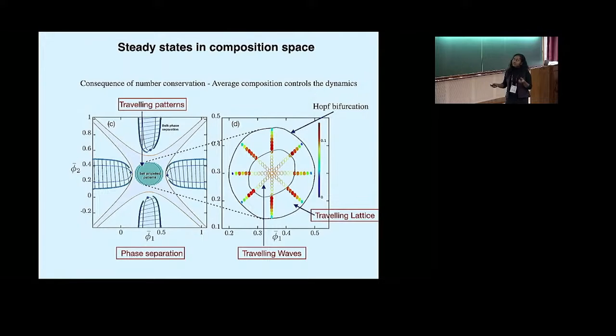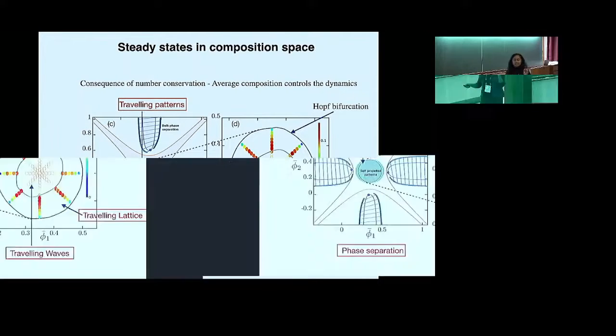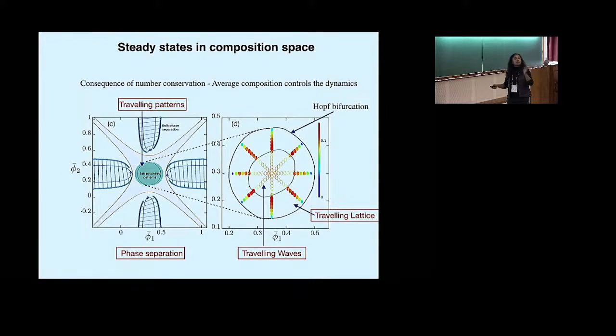For some compositions, you get a reentrant type of bulk phase separation, and then right in the middle, you have the traveling waves that I showed you, but right at the edge, one can also go from stable homogeneous states to a traveling lattice through a conserved version of a Hopf bifurcation. So this is a zoomed version of the phase diagram in the middle. You can see that in the middle we find the traveling waves that I showed you in the previous slide, and then at the edge are the traveling lattices, so I'll show you what that looks like first.